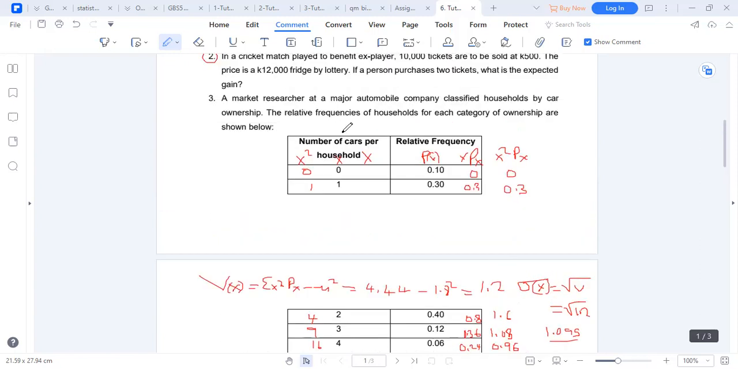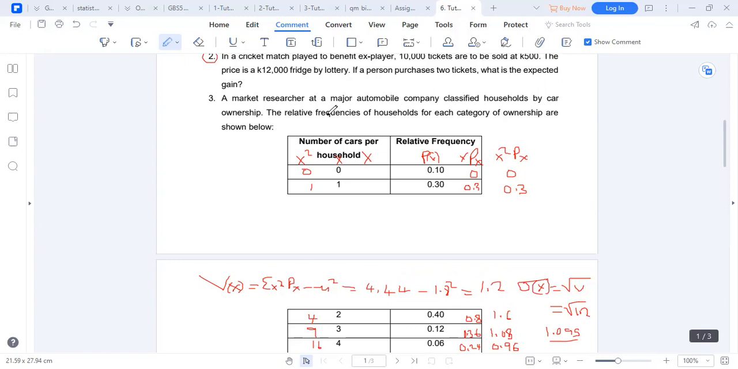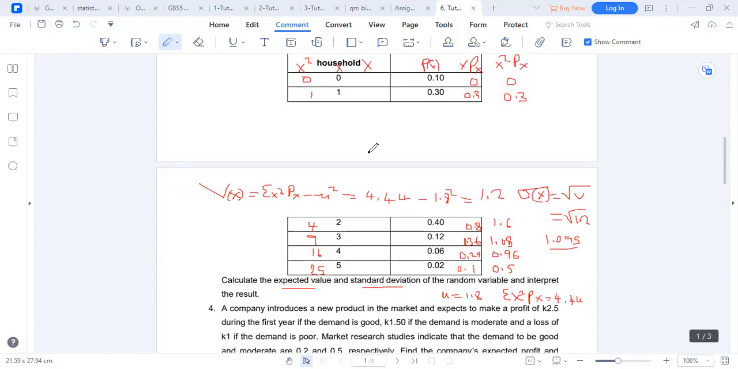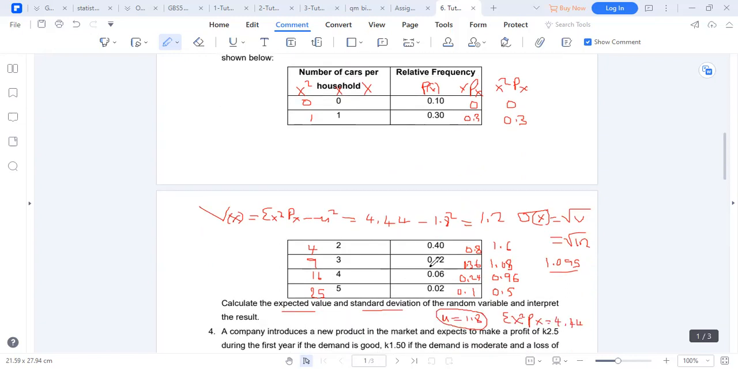So actualizing it, a market researcher at a mobile company classified households by car ownership. The relative frequencies of households for each category of ownership is below, the number of households and the frequency. So how many households had cars, on average? 1.8. And the variation from 1.8, which is the standard deviation, is 1.095. That is how we can interpret it.